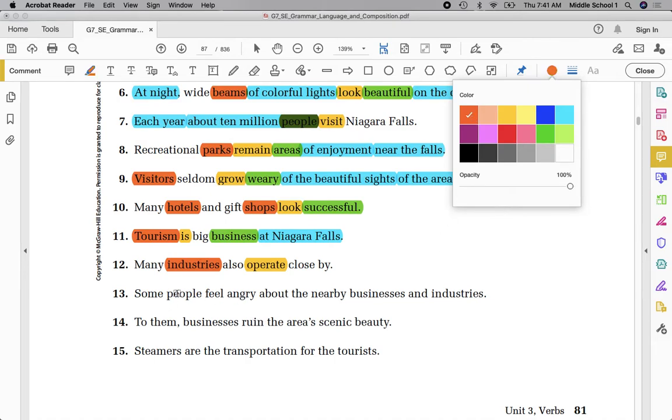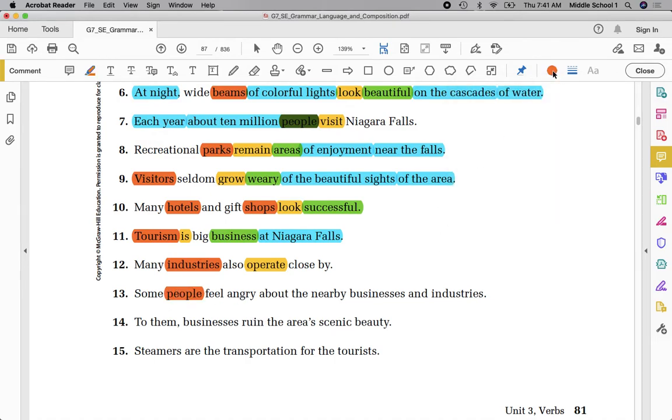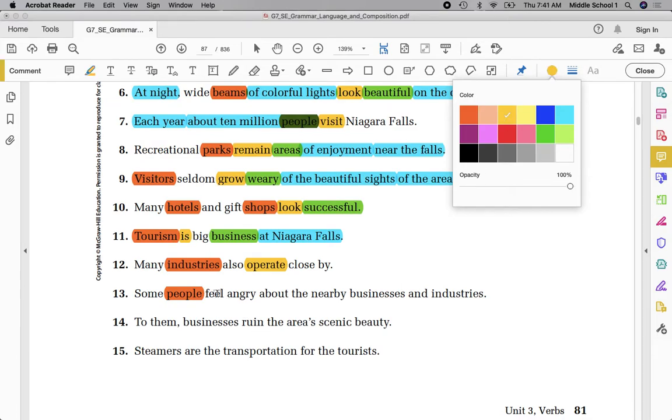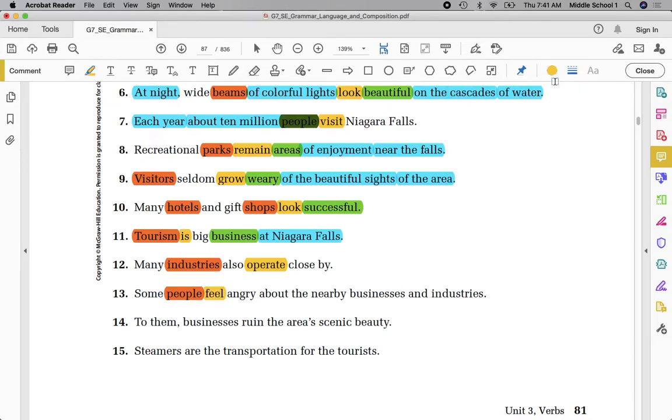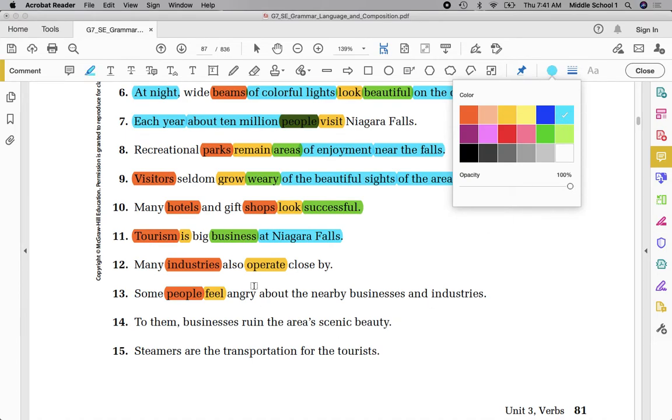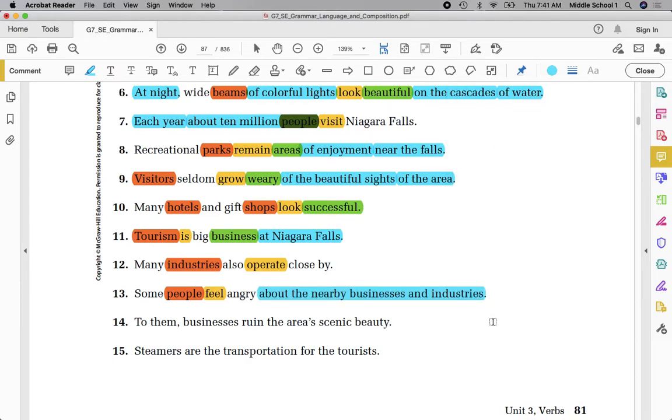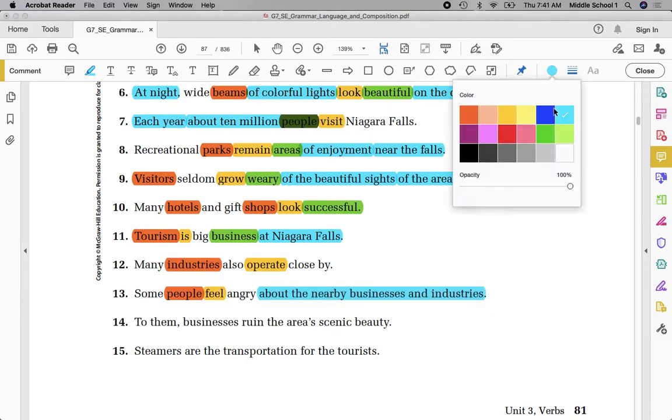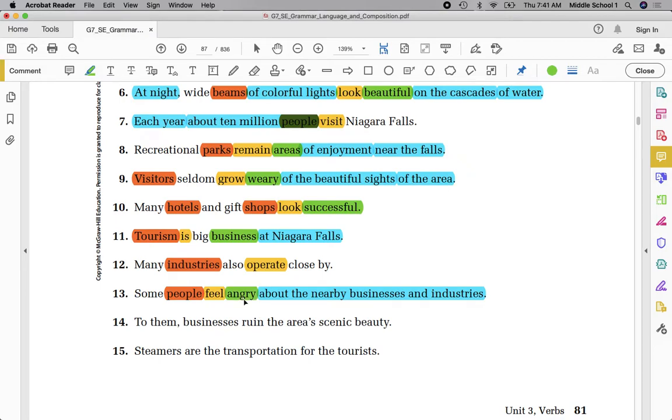Number 13, people. What do people do? People feel. I'm noticing a prepositional phrase, about the nearby businesses and industries. How do people feel? Angry. People are angry. Subject, linking verb, predicate adjective. People are angry.